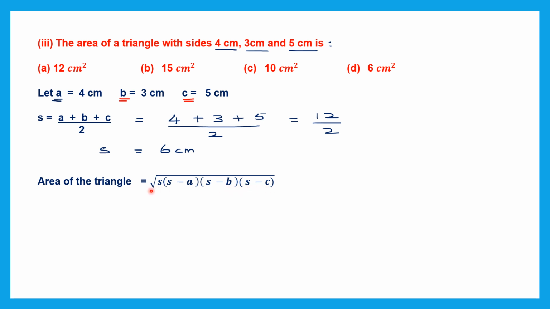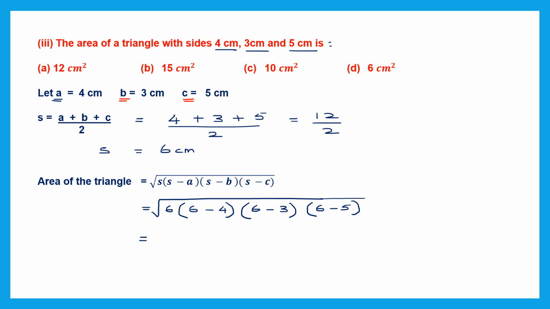So now we're going to substitute all these and write the values and then find the area of the triangle. S we found out to be 6, into 6 minus A, 6 minus A is 4, into 6 minus B, and B is 3, into 6 minus C, which is 5. So we have just substituted the values here. Now let's simplify this. This becomes 6 into 2 into 6 minus 3 is 3 into 6 minus 5 is 1.